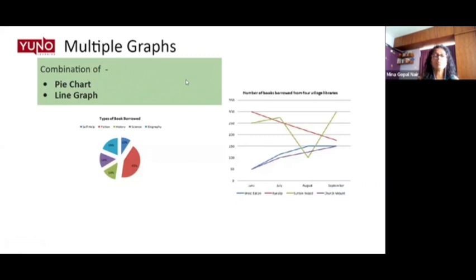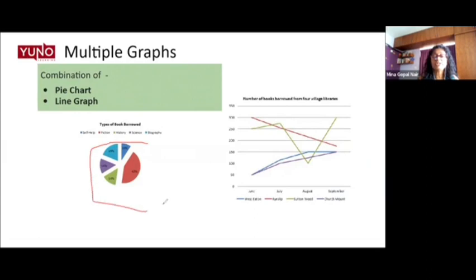So here you have a combination of a pie chart and a line graph. The pie chart tells you about the types of books borrowed, and the line graph tells you about the number of books that were borrowed in 4 village libraries. You're given the names of the villages here, and it is over a period of 4 months. This is data for the same villages put together, but it is the type of books that were borrowed.